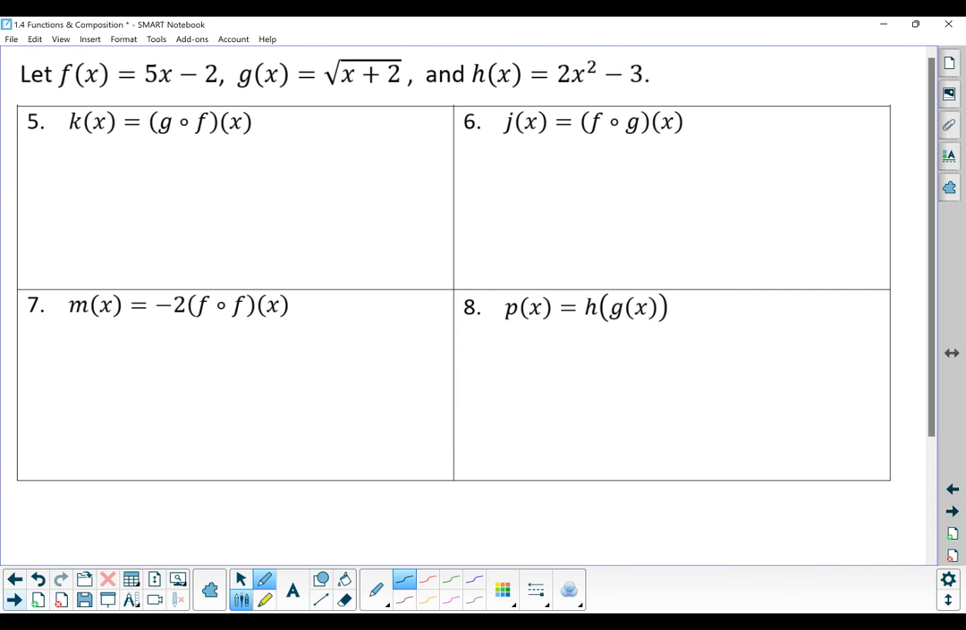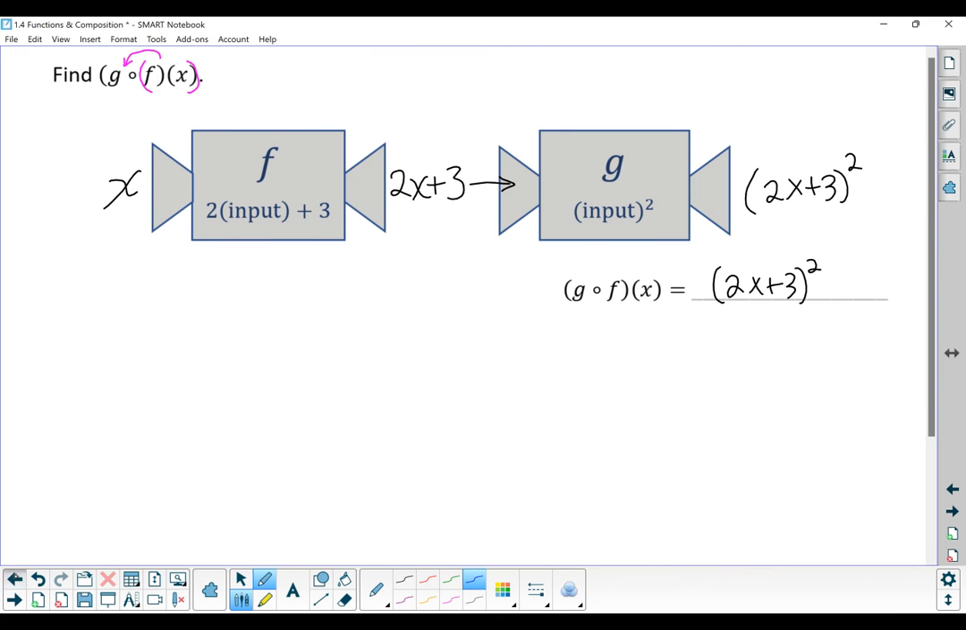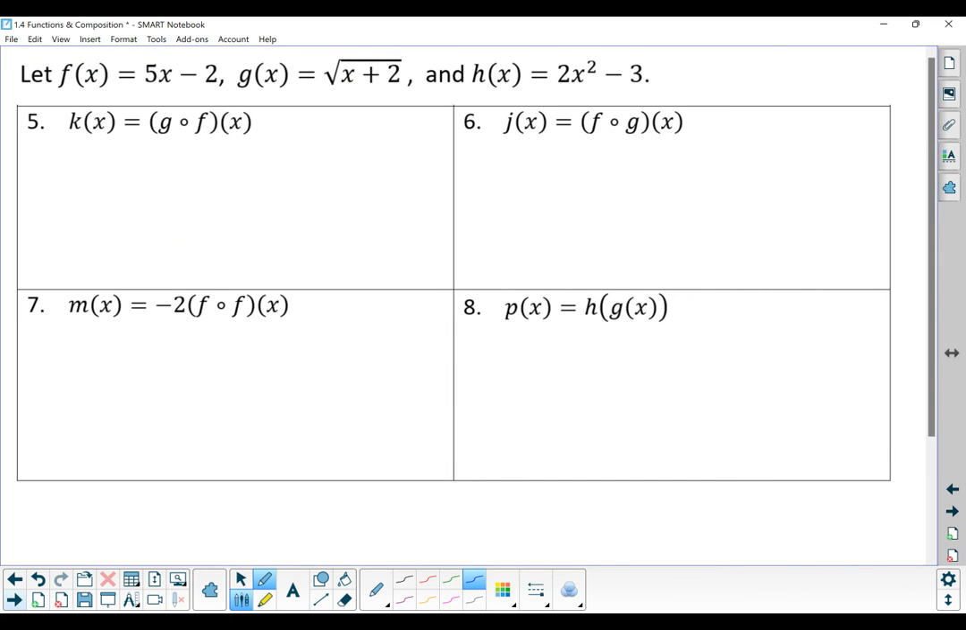But let's try a couple of symbolic ones. In this case, because it just says j of x and p of x and k of x, I want an equation as my answer. My answer is going to have an x in it. So before, when I showed you these, we did it with these little function machines, like here and here. So I want to show you a strategy for doing that on your paper.